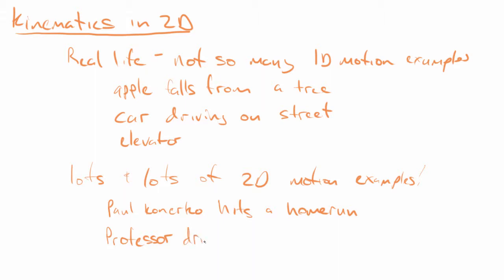Professor drives Mazda 3 to work. All right, I did have the car driving on a street, but that's 1D motion. Real cars drive pretty much in 2D. I'm going to quantify that, though. So I use the car. When you're driving a car, I call that 2D motion. Would you guys agree with me, or would you disagree with me? 2D motion. Why would it not be 3D motion?